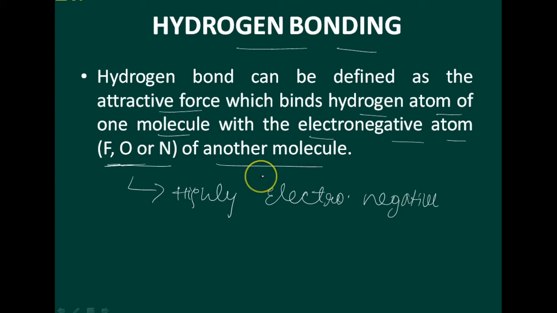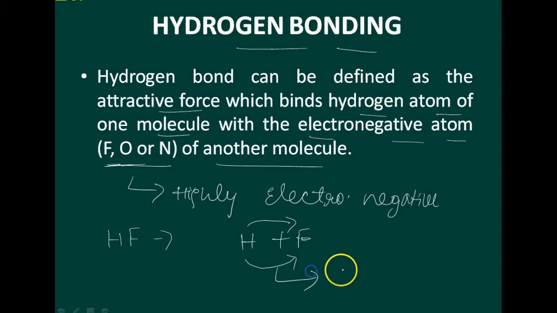When they are attached to a hydrogen atom to form a covalent bond, the electrons of the covalent bond are shifted towards the more electronegative atom. Consider HF. When H is with F, there is a covalent bond, and the electrons move towards the more electronegative atom, that is, towards the fluorine atom. So the partially positive hydrogen atom forms a bond with the other electronegative atom. This bond is known as a hydrogen bond.